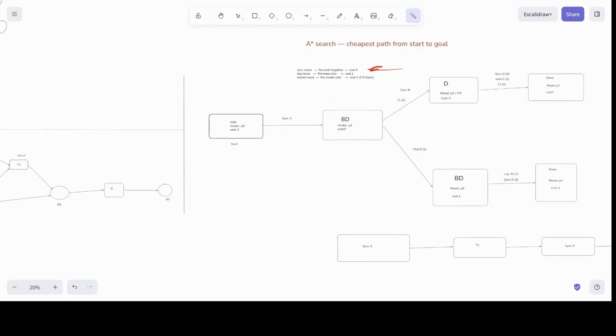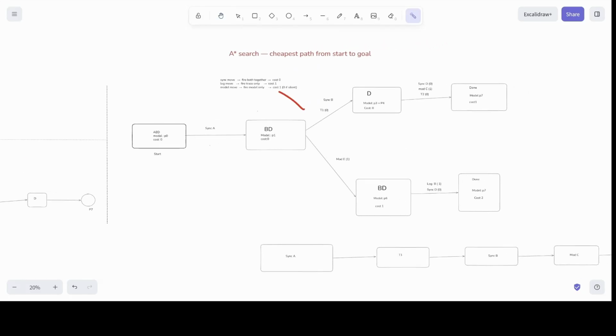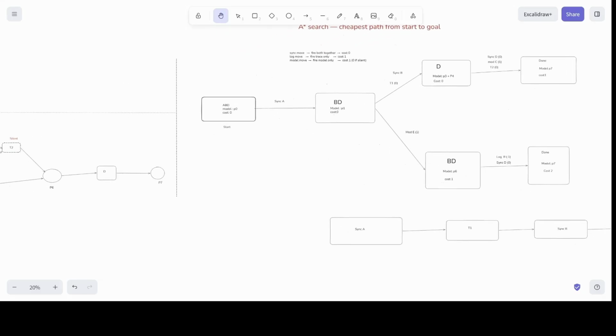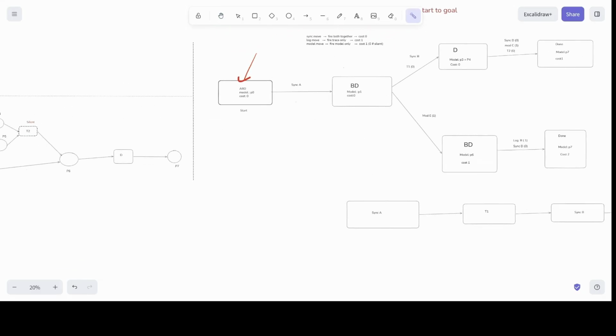The log move, we fire trace only, meaning that we're gonna consume something from the trace, but not move anything from the model. And finally, the model move, which means fire model, only the model moves. And this is how our algorithm works. We start, first of all, as we said, from here.